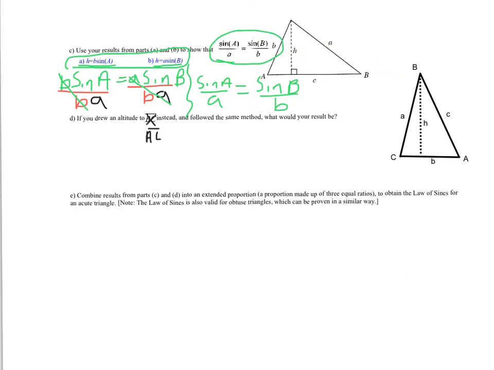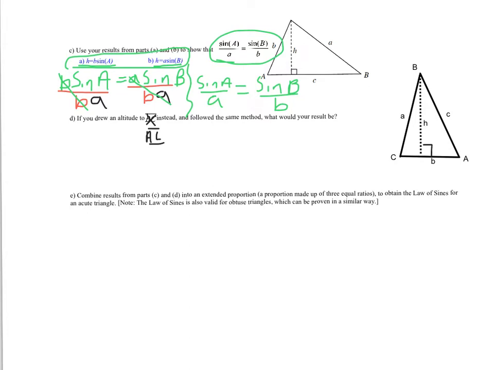So what if we drew an altitude to side AC instead and followed the same method? Now notice I had to change this. Originally said BC, but we're going to change it to AC. So I have this altitude going from vertex B down to AC, it's the dotted line. It forms a 90-degree triangle.